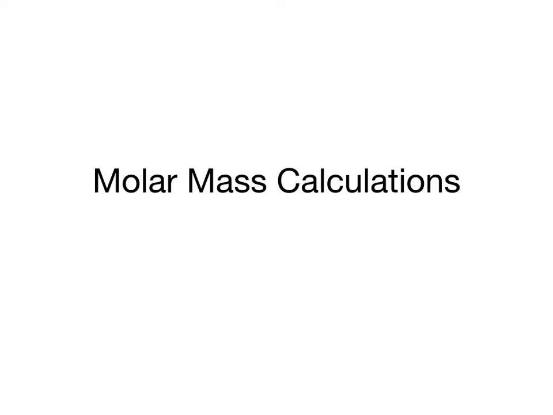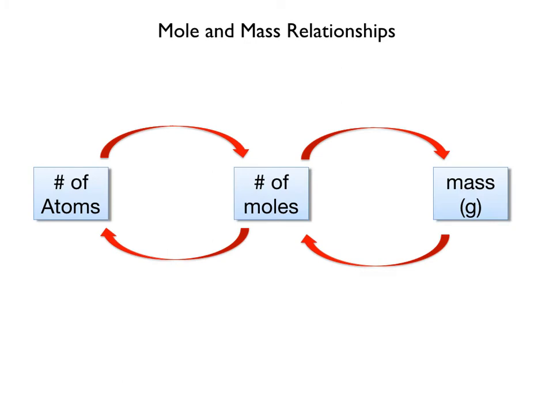This lecture is going to review how to go over molar mass calculations. As a reminder, we have relationships between the number of atoms or molecules and the number of moles, and then the mass of that substance. If we want to go between the number of things, atoms or molecules, and the number of moles, we're going to use the conversion of 1 mole is equal to 6.022 times 10 to the 23rd, Avogadro's number.